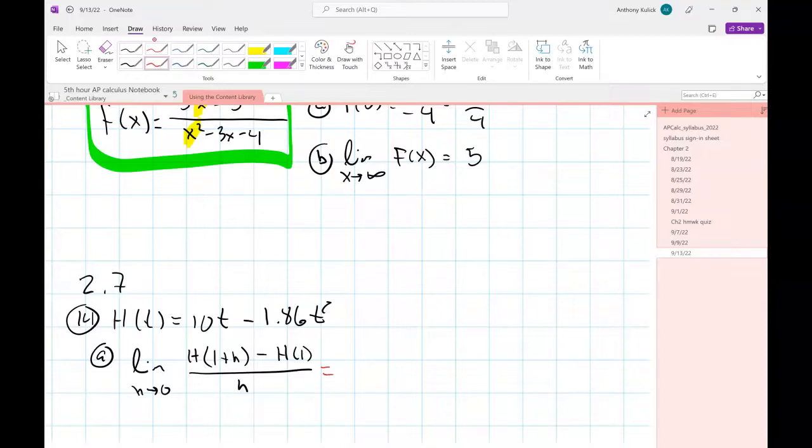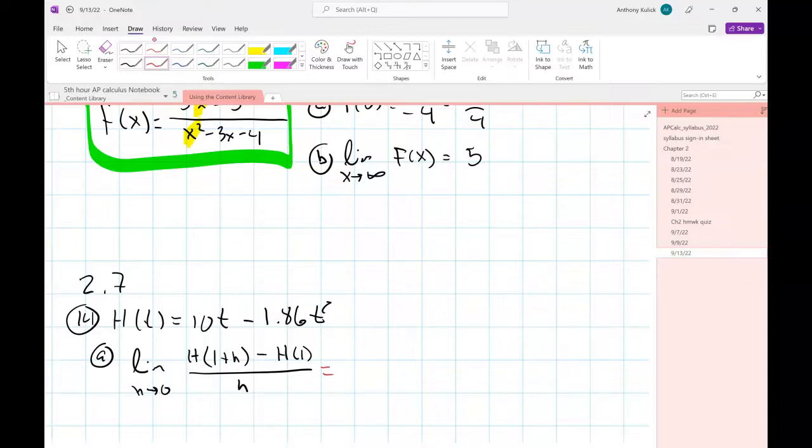So we're given a position function, a function for height. The velocity is the first derivative of a position function. That was something we talked about in our notes in 2.7. So that's why I'm taking the derivative here. And this is just the definition of a derivative at a point that I'm using. Is that okay? Yeah. Cool.